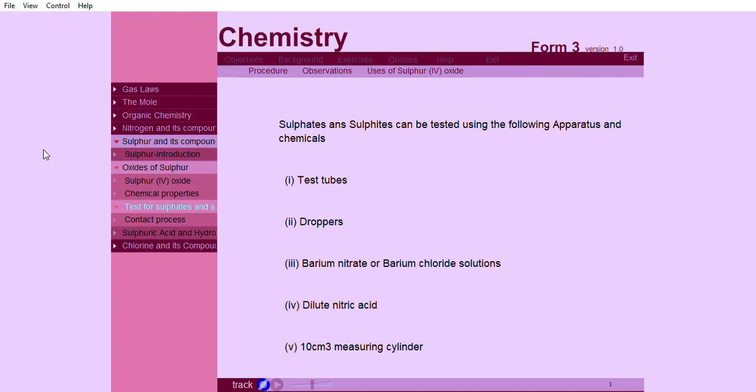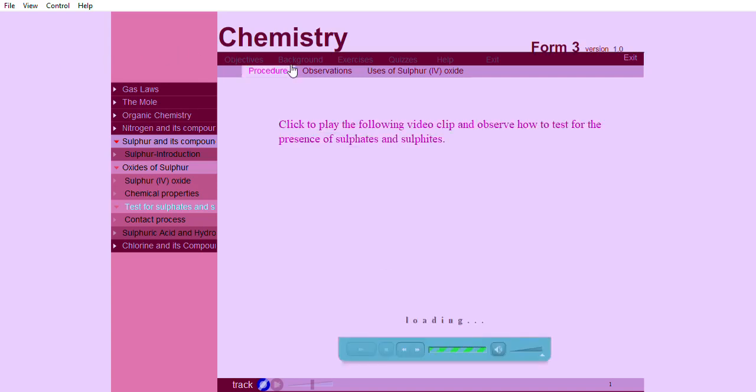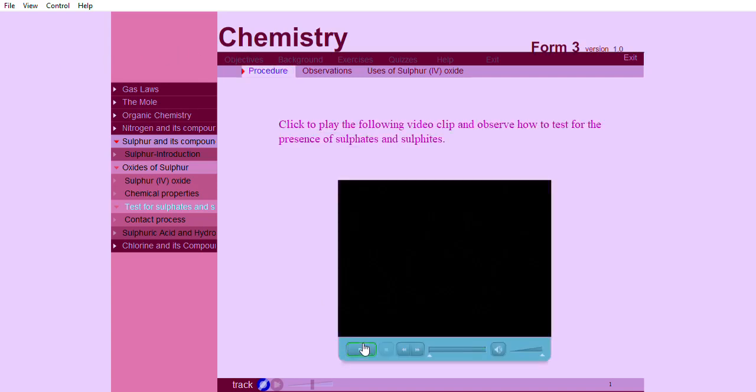Sulfates and sulfites can be tested using the following apparatus and chemicals: test tubes, droppers, barium nitrate or barium chloride solutions, dilute nitric acid, and a 10 cubic centimeter measuring cylinder. Click to play the following video and observe how to test for the presence of sulfates and sulfites.